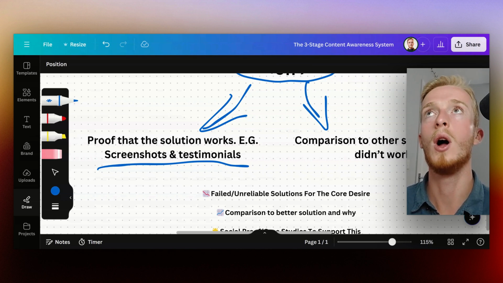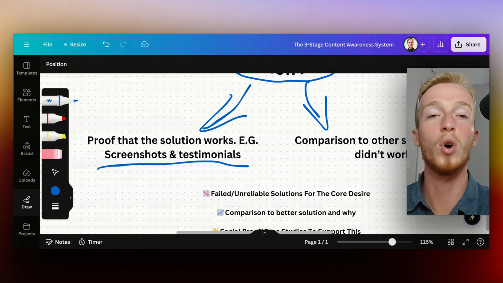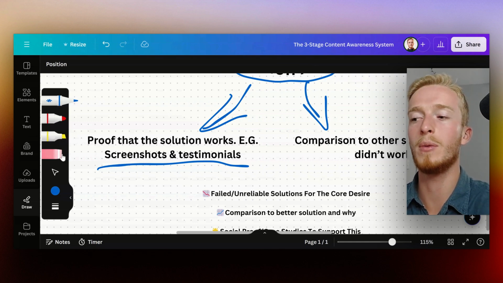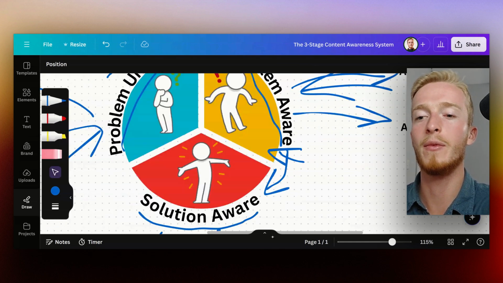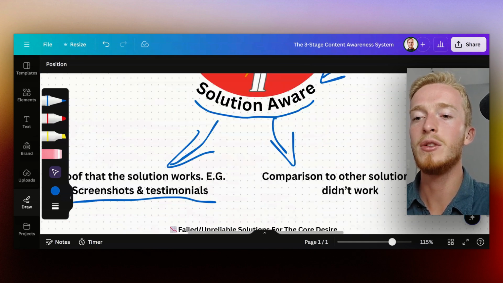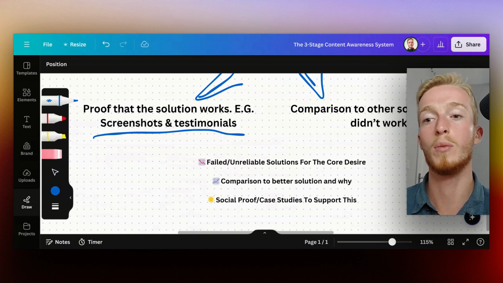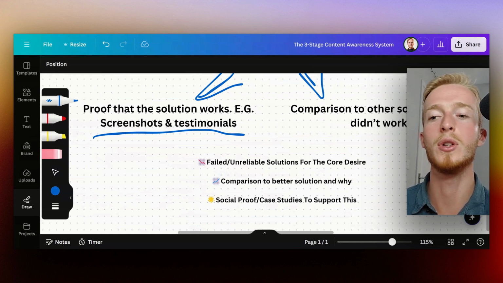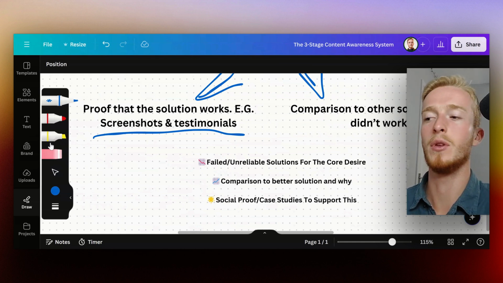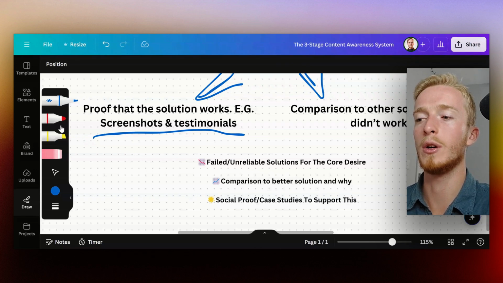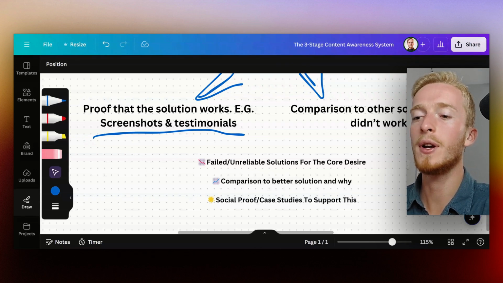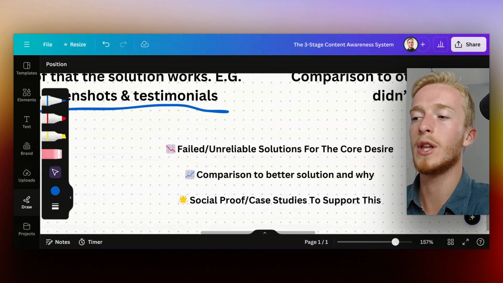So you want to know, okay, what have they tried before to try and get this goal, and what didn't work, which you would probably have talked about further up. Then you can compare it to other solutions, or maybe to your recommended solution, and that's going to give them more confidence in what's going on.